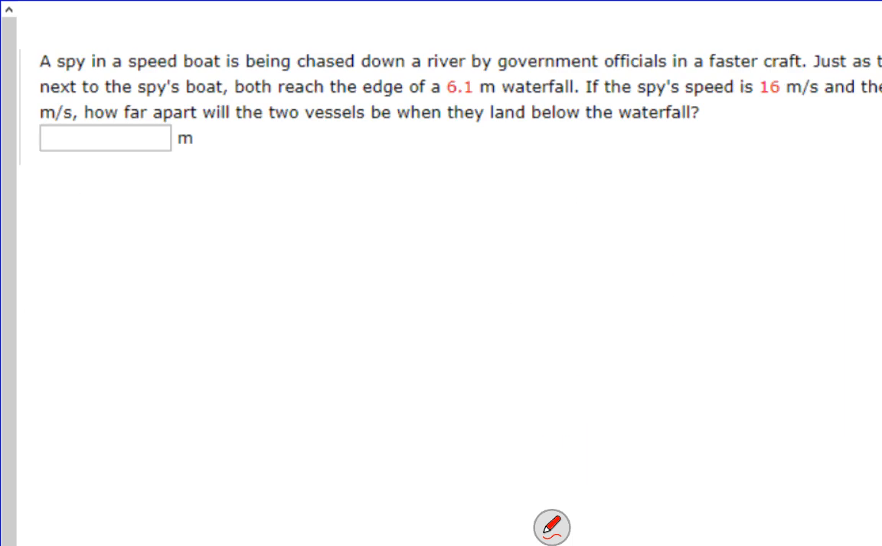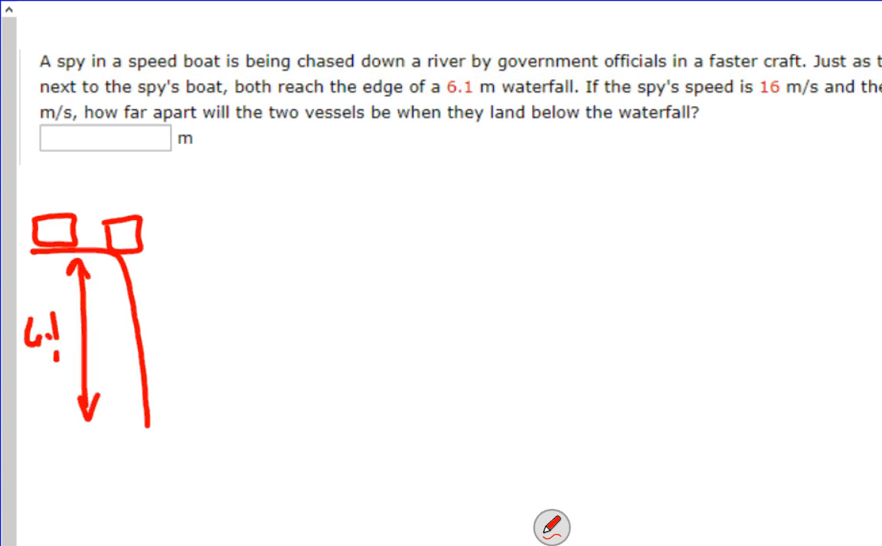I usually get the most questions about this one, right? Because the spy and the speedboat being chased down the river, blah, blah, blah. Okay, so it's like a spy movie, right? So here's this cliff, and we've got boat number 1, and we've got boat number 2. Faster craft. All right, so the waterfall, 6.1 meters. And we've got the spy at 16 meters per second. And let's just change this. Let's make this the government boat, it's 29 meters per second.